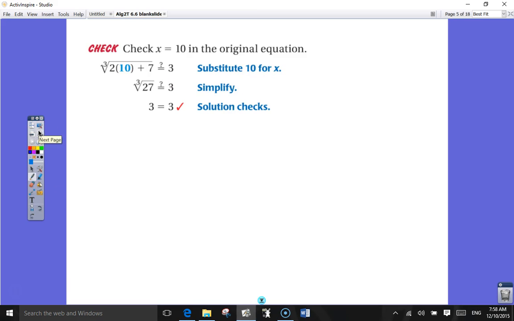And here's their check, right? If x equals 10 is the solution, they go back to the original equation, plug in 10, make sure that it leads to a true statement, and it checks. What if it doesn't check? Then you did something wrong. At this point, checking your answer is just going to show whether or not you made a mistake.